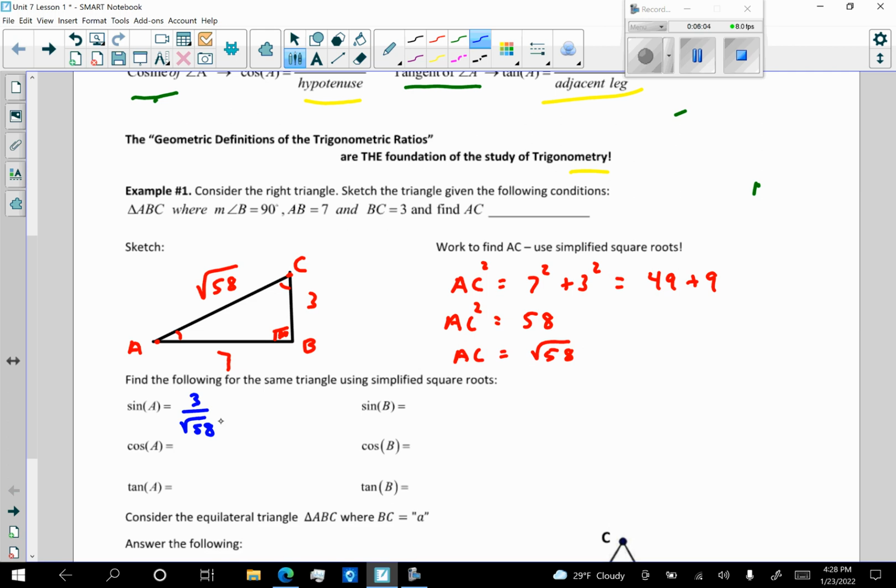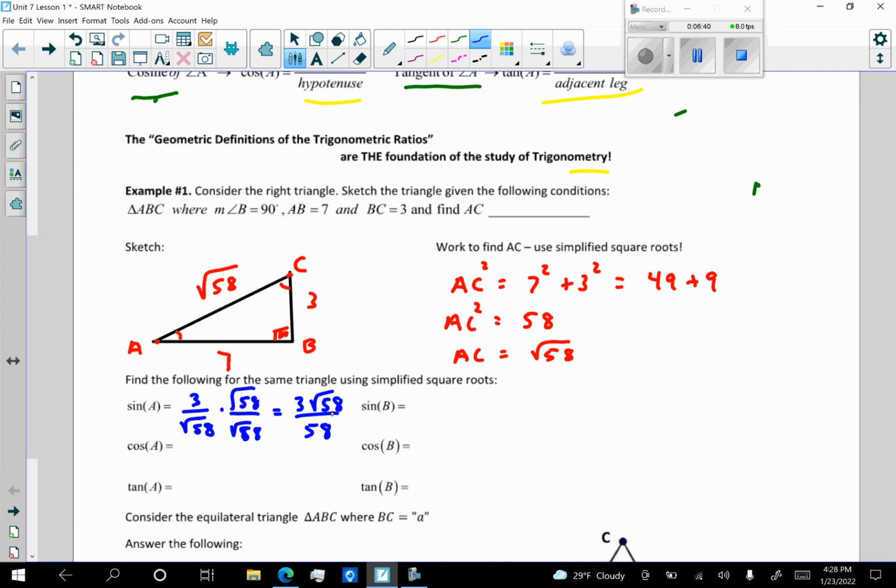58 is a simplified square root. Do not, and I repeat, do not give that ratio as a decimal. We want that ratio as a simplified radical, as a real number. So what we need to do with that, we're going to need to multiply the top and bottom by square root of 58 to get that 58 out of the bottom, and the final answer here is going to be 3 square root of 58 over 58. And that's the sine of the angle A.